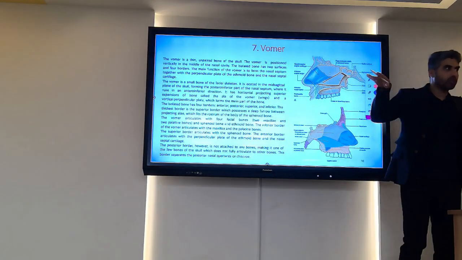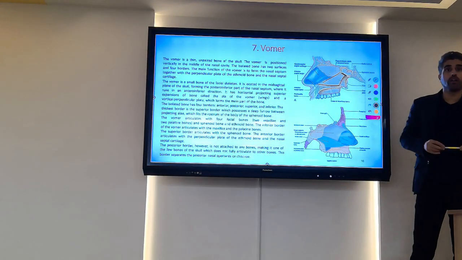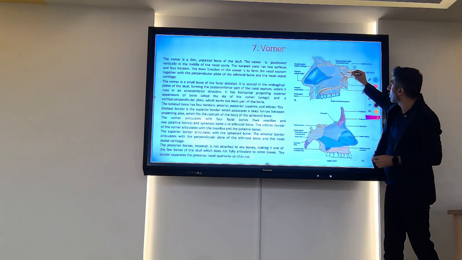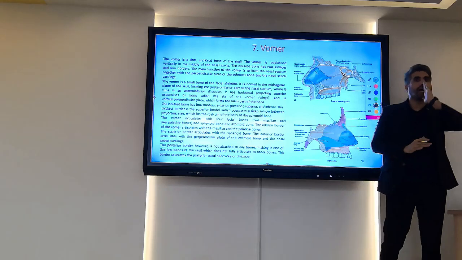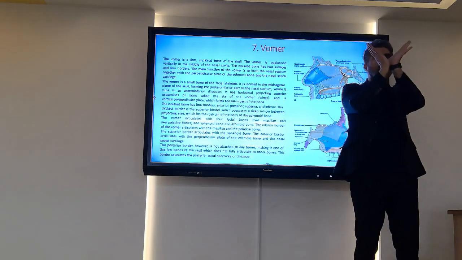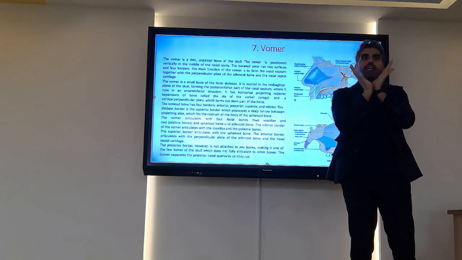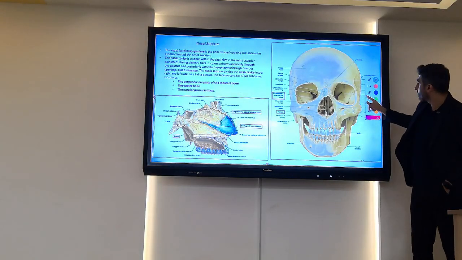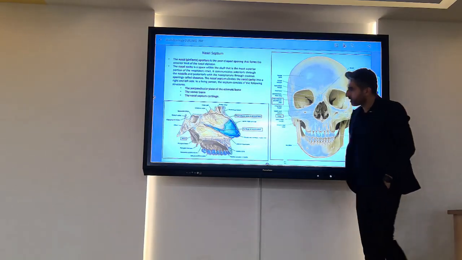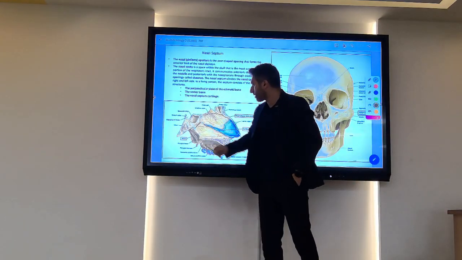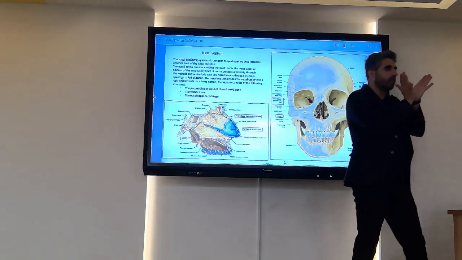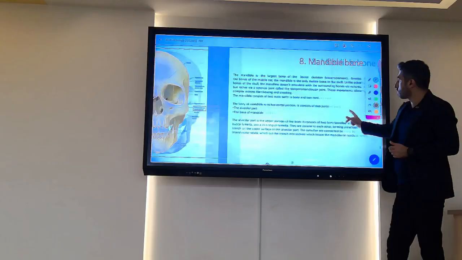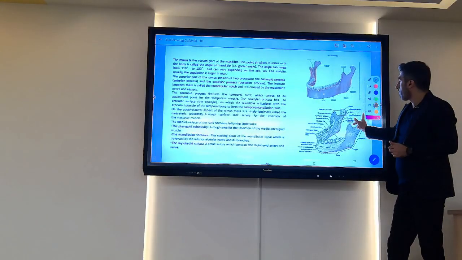The vomer has wings. We say ala of the vomer. Where is that? Here. When the vomer goes up and attaches to the sphenoid body, it has two small alae, wings, attached to the inferior surface of the sphenoid. It's a little open and attached here. Let me show you in a better picture if we have.